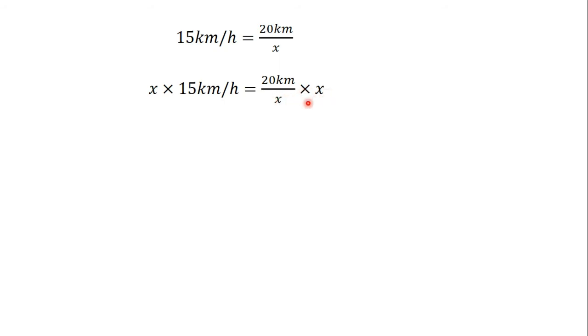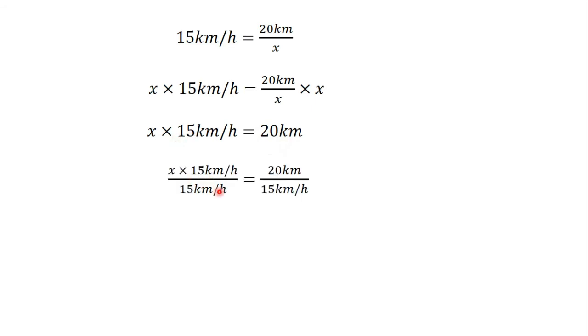x and x will cancel out. So you have x times 15 kilometers per hour is equal to 20 kilometers. We divide the left hand side by 15 kilometers per hour. We divide the right hand side by 15 kilometers per hour. So x will be equal to 20 kilometers divided by 15 kilometers per hour.